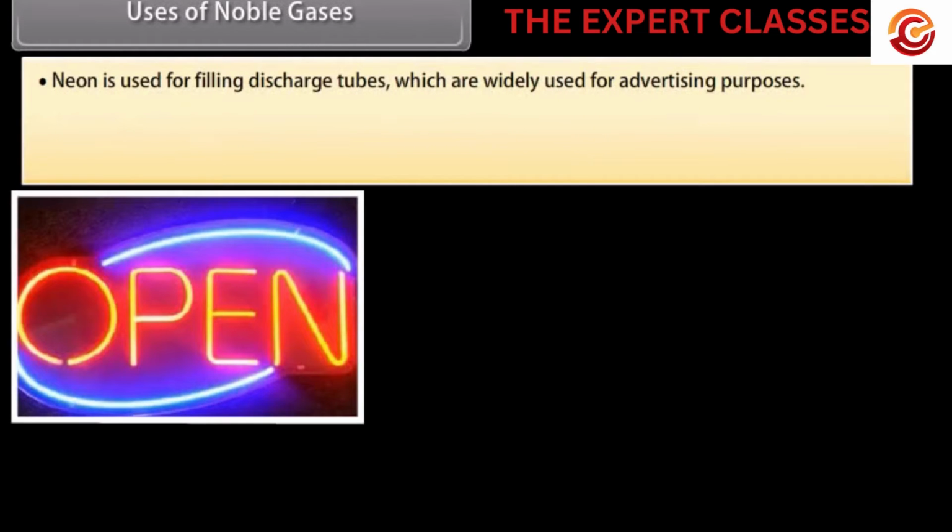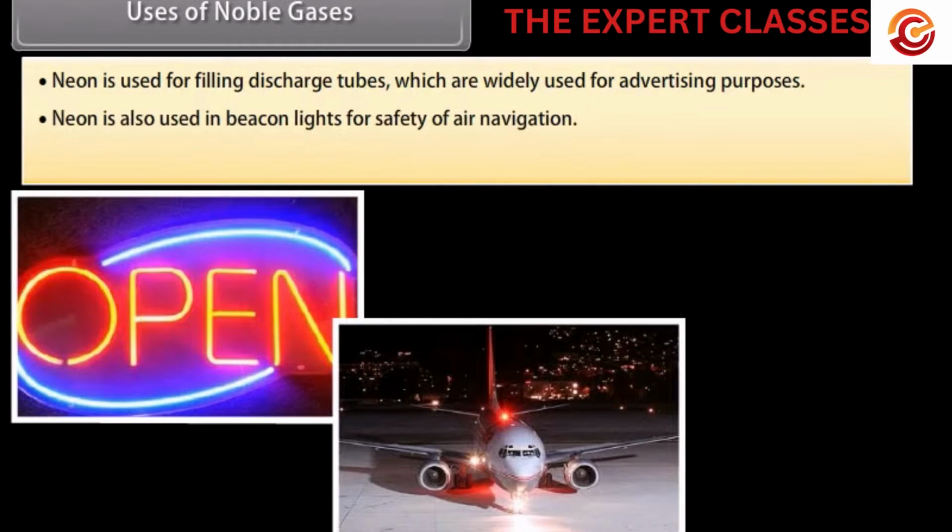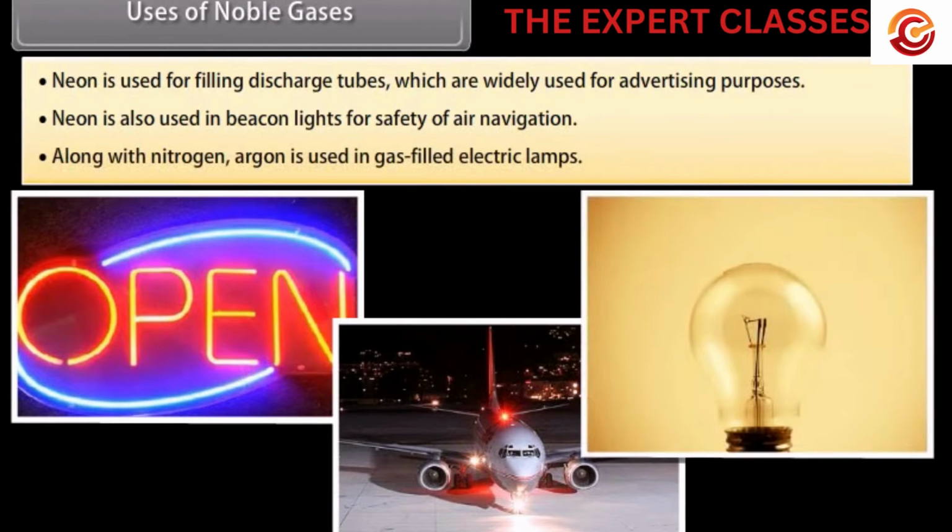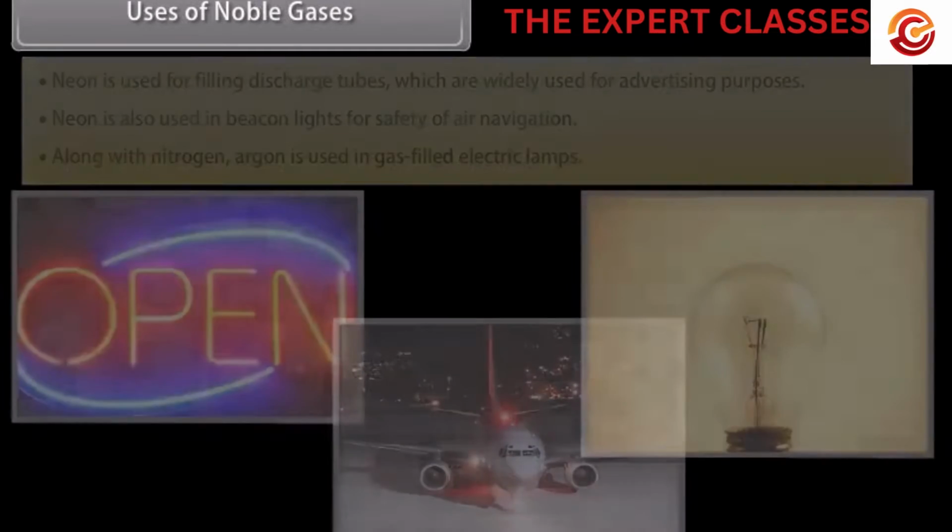Neon is used for filling discharge tubes, which have characteristic colors and are widely used for advertising purposes. Neon is also used in beacon lights for safety of air navigation, as the light possesses fog and storm-penetrating power. Along with nitrogen, argon is used in gas-filled electric lamps because argon is more inert than nitrogen.